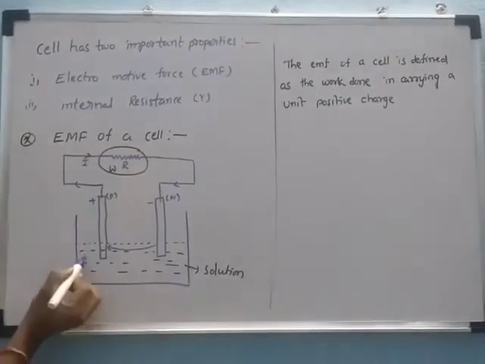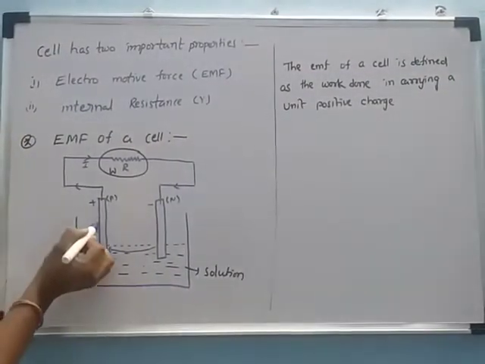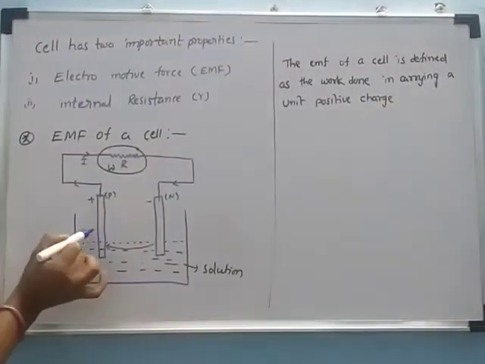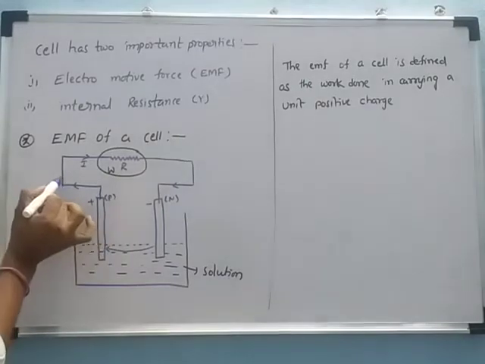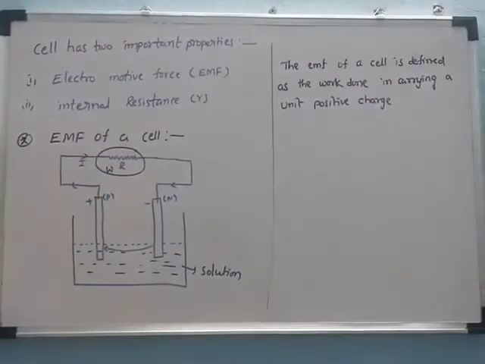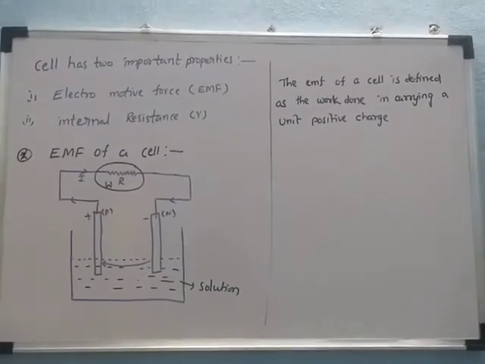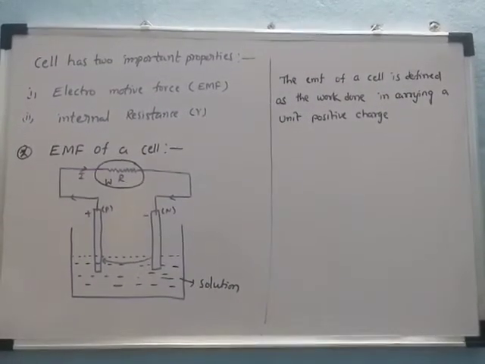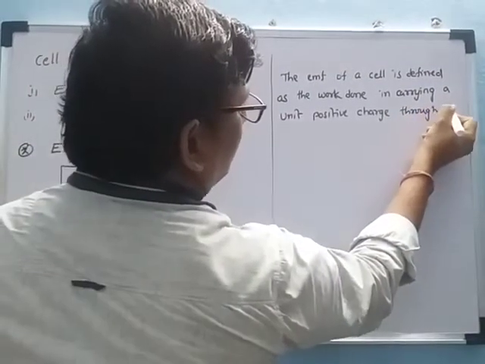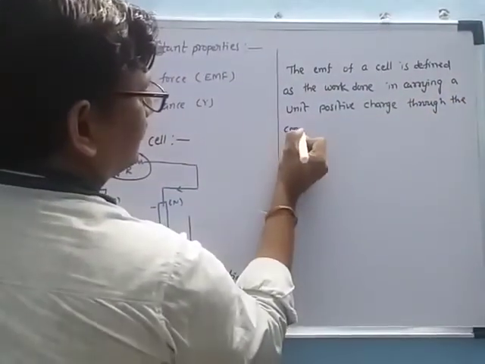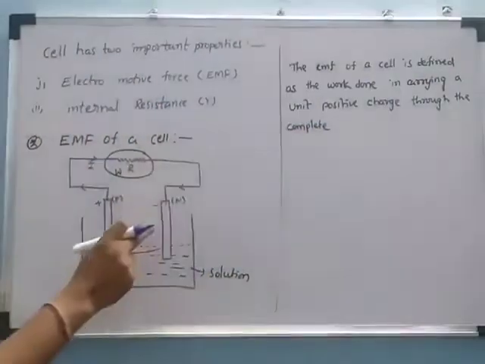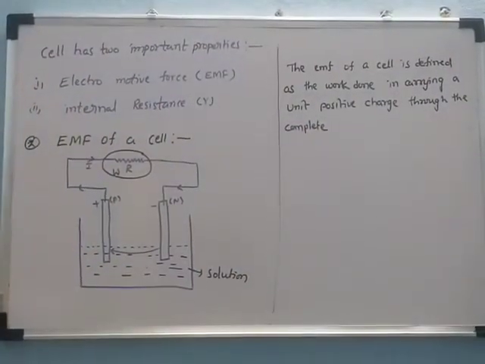The solution is given to the positive terminal. Now, when we have some external force applied, the charge is carried through the circuit, and due to all this resistance some external work is done. Now the charge goes through the complete circuit.